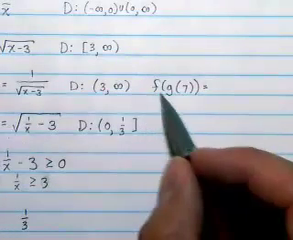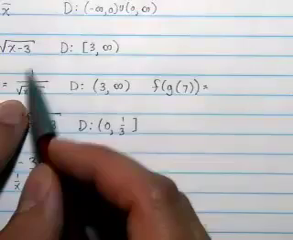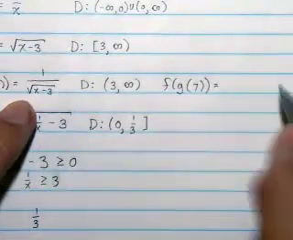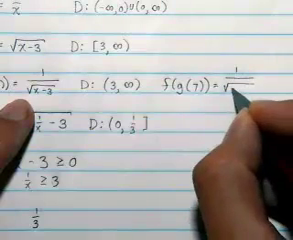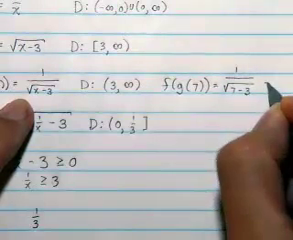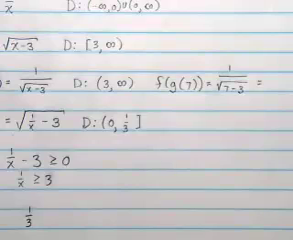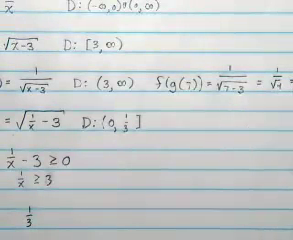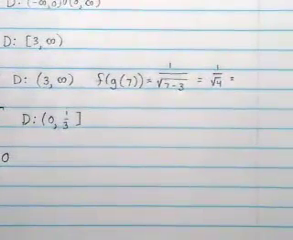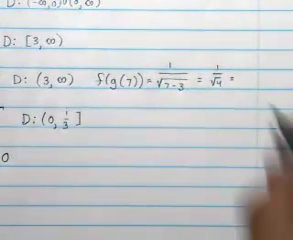So f of g of 7, here's our equation for that, 1 over the square root of x minus 3. So 1 over the square root of 7 minus 3. So that would be 1 over the square root of 4. So what would be my final answer there for that? 1/2.